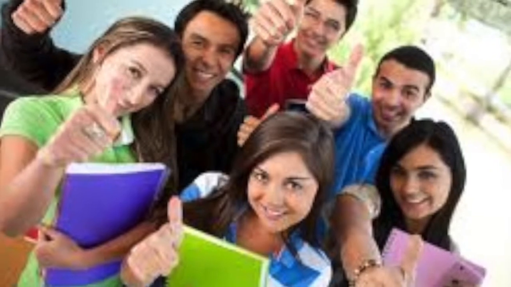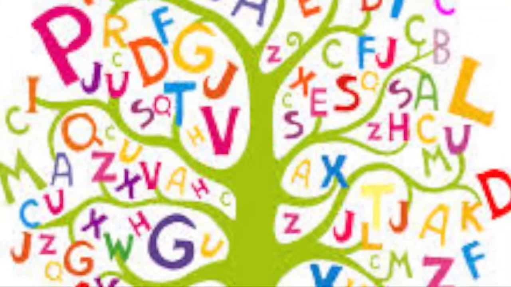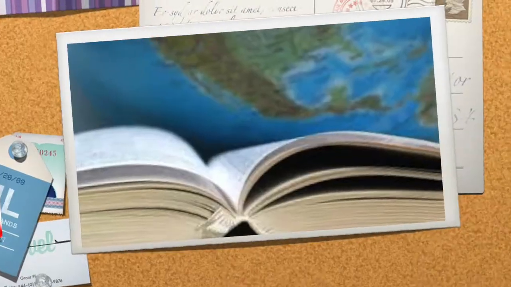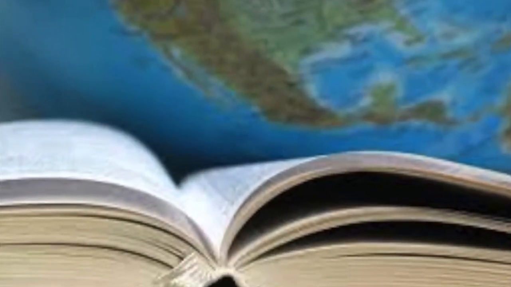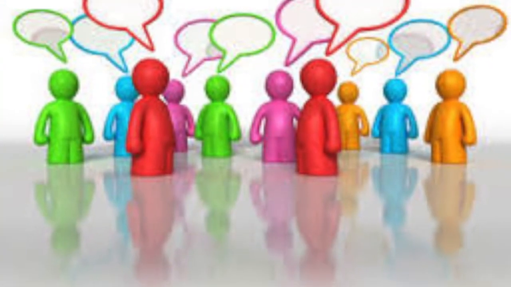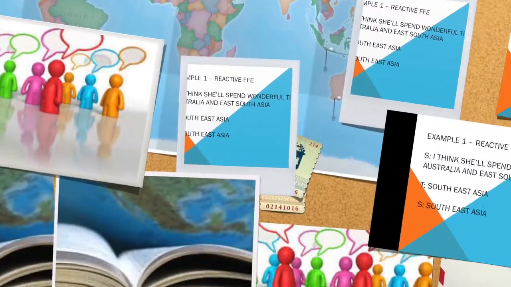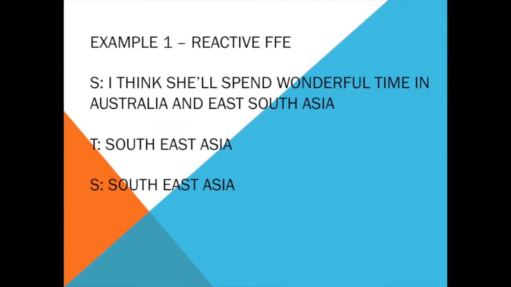There were 3 classifications of FFEs in the study, and they were categorized as reactive, preemptive by the student, and preemptive by the teacher. These are a couple of the examples. Example 1 is a reactive FFE.